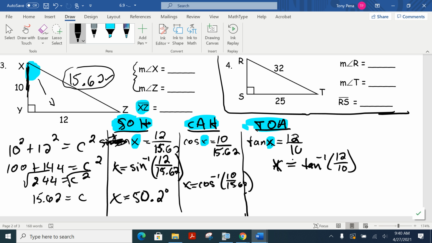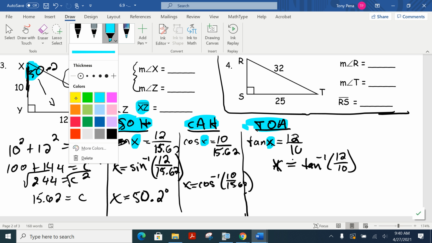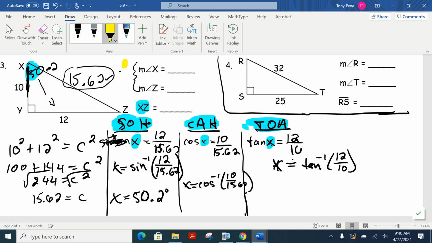All right. If we know this is then 50.2, you could use the SOHCAHTOA again to figure out the other angle, but you're being silly if you do. Like, we still need this angle. So we could set up another one of these here. But don't we know the whole 180 of a triangle? We now know two of those three. So we do 180 minus 90 minus 50.2. That's got to be what angle Z is going to equal.